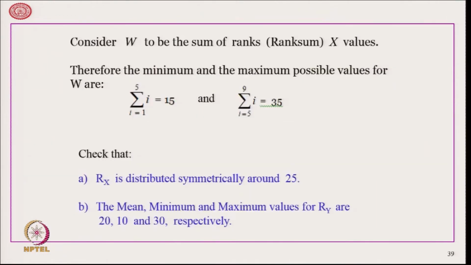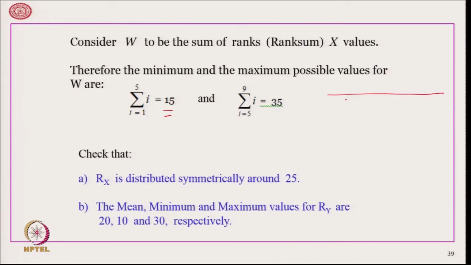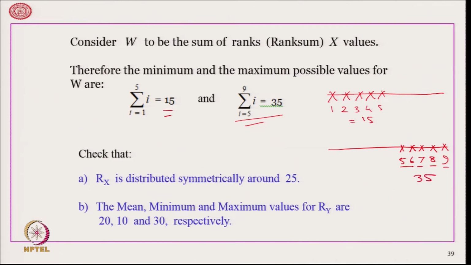Now, let us observe a few interesting things. When there are 9 observations, 5 of them are from x and 4 of them are from y, then the minimum value of R x is equal to 15. Because if there are 9 observations, the minimum value that the sum of ranks will get is if the first 5 of them are from x, and therefore, their ranks are going to be 1 plus 2 plus 3 plus 4 plus 5, which is equal to 15. What is the maximum possible value? The maximum possible value is going to be when the highest 5 values are taken by x. Therefore, these are going to be 5, 6, 7, 8 and 9, and therefore, their sum is 11 plus 7, 18 plus 8, 26 plus 9 is equal to 35.